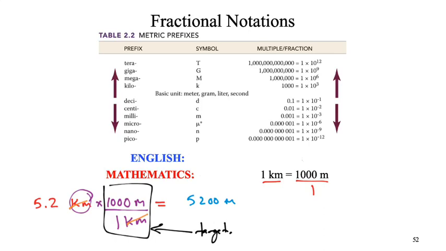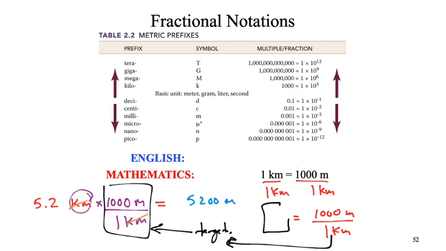How do I get kilometers into the denominator if that is my equality? Divide both sides by 1 kilometer. This would get me 1,000 meters over 1 kilometer. That looks an awful lot like my target. What is this value? 1. 5.2 over 1. That value is 1.